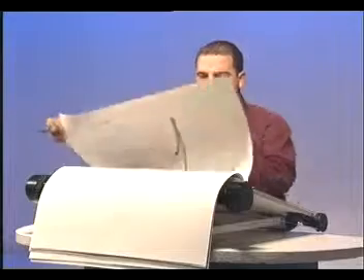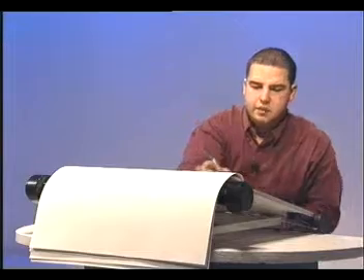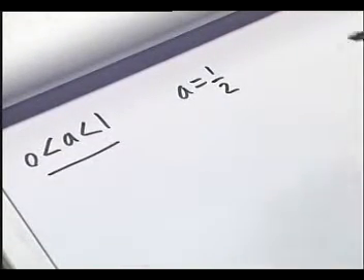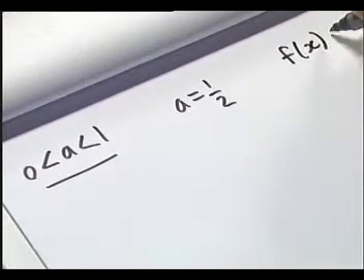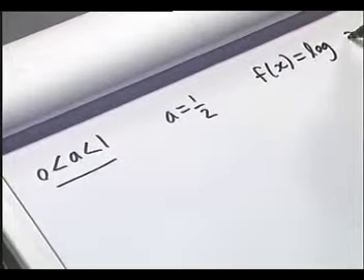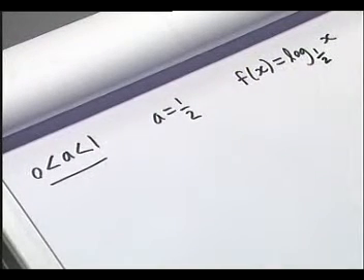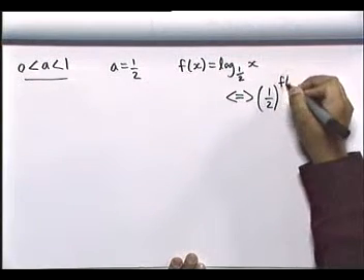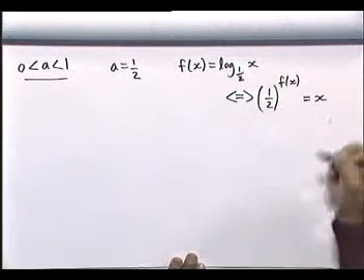The final case I want to look at is the case where a is between 0 and 1. And to demonstrate this case, I will look at the specific example where a equals a half. And if a equals a half, the function we're going to be looking at is f of x equals the log of x to the base 1/2. So remember, we can rewrite this. This is equivalent to saying that 1/2 to some power, in this case f of x, is equal to x.